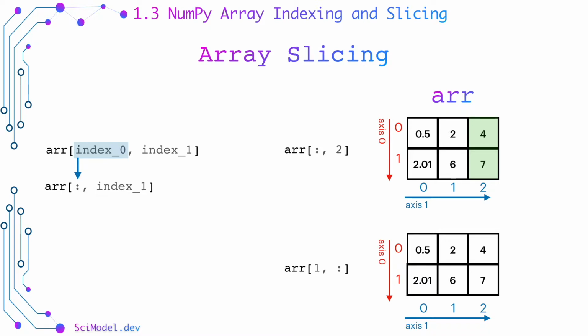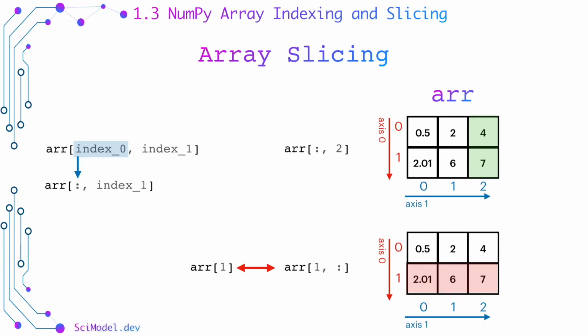In the second example, the colon is specified at the column axis, or axis 1 in the case of a two-dimensional array. This means that the full slice happens column-wise. Values 2.01, 6 and 7 were chosen since the row axis, or axis 0 in the case of a two-dimensional array, was specified at index 1. Notice that using a colon in the column axis in a two-dimensional array was the same as not having it in the first place. Therefore, you can choose a row in a two-dimensional array without having a colon specified at the column axis.